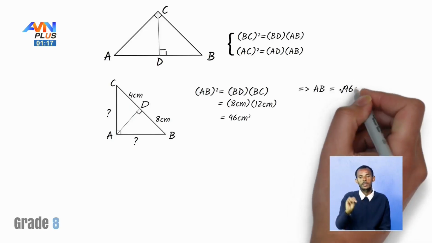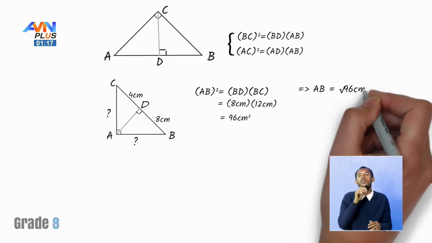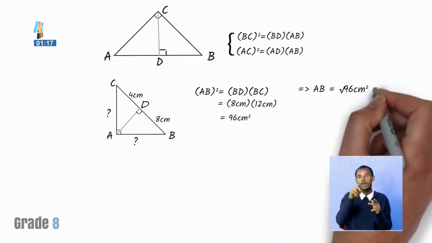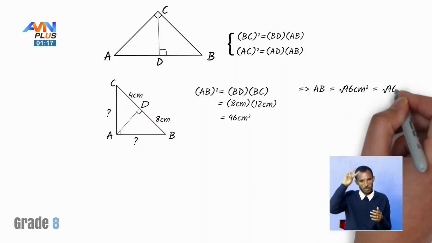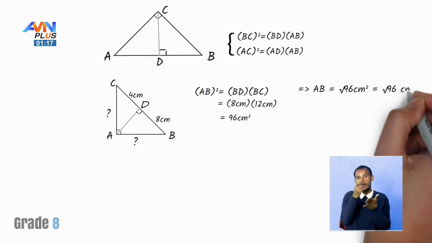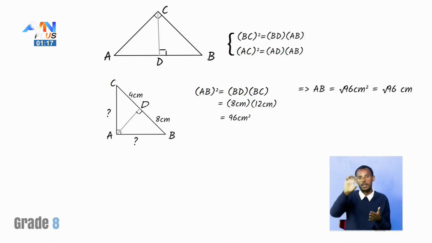Okay, 96 is not a perfect square. You can put it in the radical, so centimeter square can be taken out. So this can be written as square root of 96 centimeter.